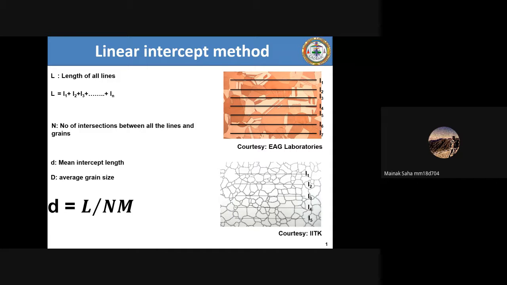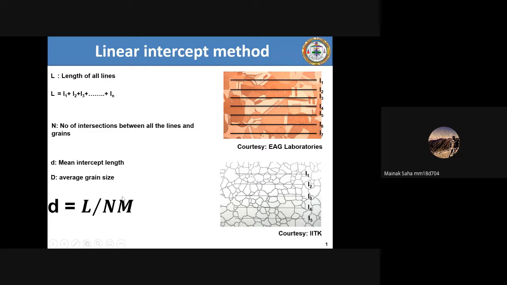D is equal to L by NM. What is L? L, as I told you, is the length of all the lines. N is the number of intersections between all the lines and the grains, right? And M is the magnification. I didn't write this, so make a note that capital M is the magnification.